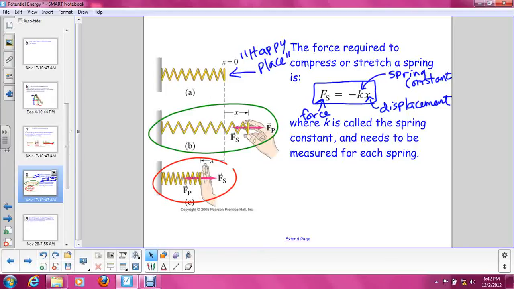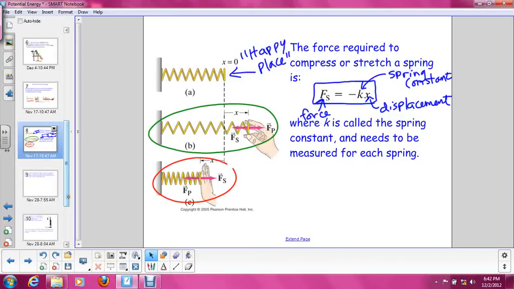So a really good example of this is a shock in a car. I don't know if anybody has seen one of those, but they are gigantic, and they are incredibly difficult to displace. They are incredibly difficult to squish or stretch. And that spring is going to have a very, very high spring constant. An example of something with a very low spring constant is a slinky. A slinky is fairly easy to stretch and compress, so that has a very low spring constant. It requires very little force to displace the spring from its happy place.